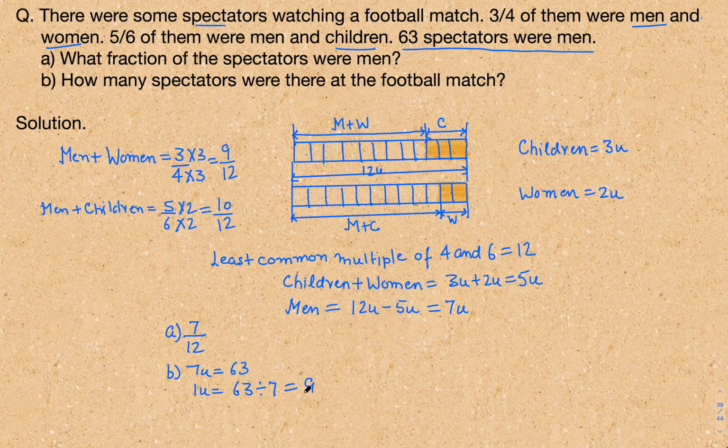Now what would be the total number of spectators, which is 12 units? So you can write here it's 12 times 9. That will give you 108, right? So there were 108 spectators in all. So let's quickly write our answer. Our part A is 7 by 12, and part B is 108 spectators. Okay, so that's our solution.